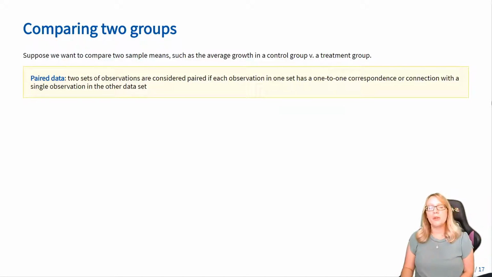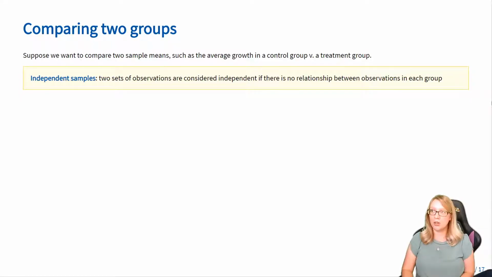So let's say we want to compare two sample means, maybe the average growth in a control group versus a treatment group. Well, if the observations in these two groups are paired, that means that the groups have a direct one-to-one correspondence or connection for each observation. So each observation in the control group is a direct pair or match to an observation in the treatment group.